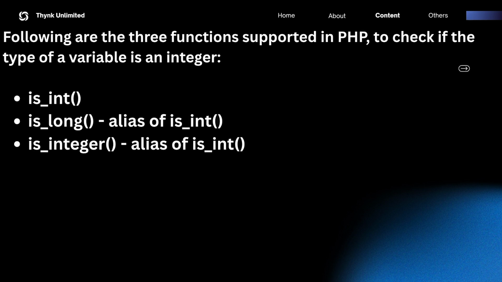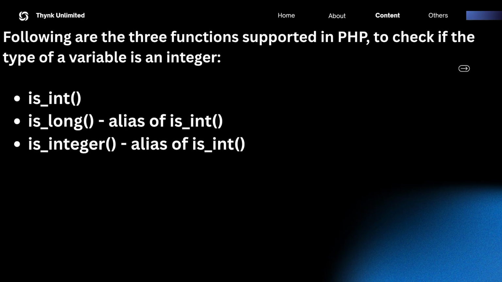For example, $value = 45; if (is_long($value)) { echo "The variable is an integer."; }. Here, even though we used is_long, PHP treats it identically to is_int and confirms that $value is an integer. The same applies to if (is_integer($value)) { echo "The variable is an integer."; }.